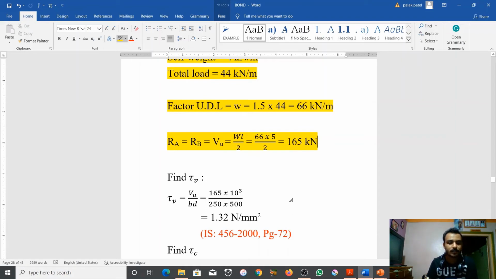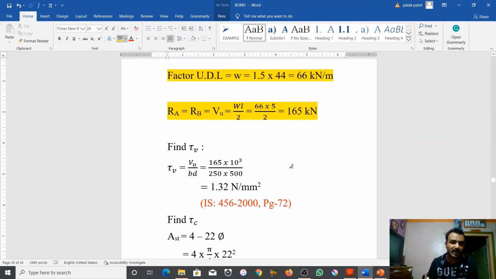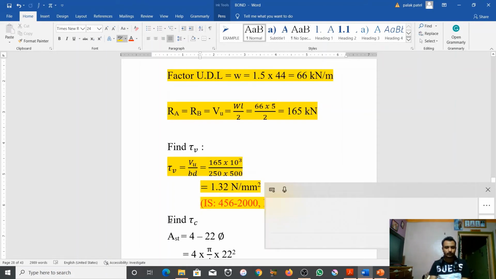This is the shear force. Using this shear force, we have to find tau V. Tau V is equal to Vu upon bd, which is 165 into 10 raised to 3 divided by 250 into 500. So by this, we get the tau V value of 1.32 Newton per mm square.